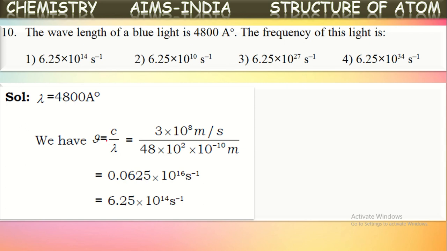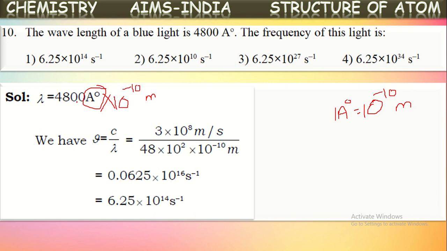Already the lambda value is given as 4800 angstroms. If we convert this into meters, we have to multiply by 10 to the power of minus 10, then the units will be converted into meters. Angstroms can be converted into meters by multiplying with 10 to the power of minus 10, because 1 angstrom is equal to 10 to the power of minus 10 meters. So if you multiply with 10 to the power of minus 10 meters, we can convert this wavelength into meters.